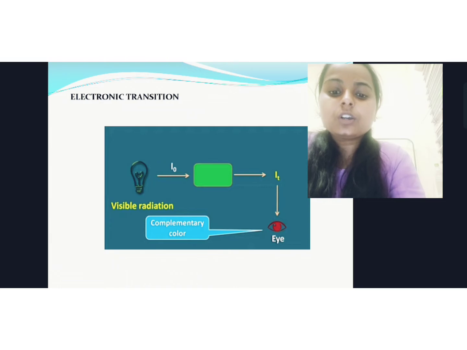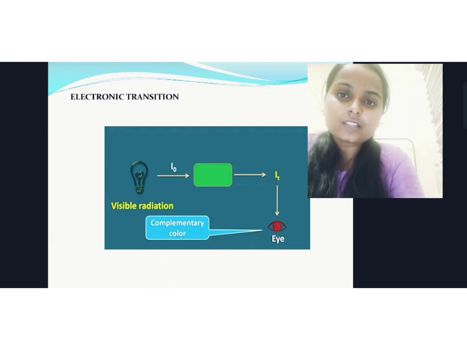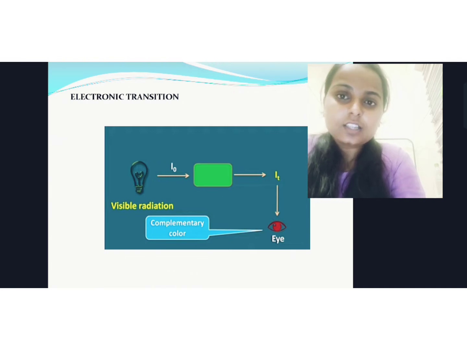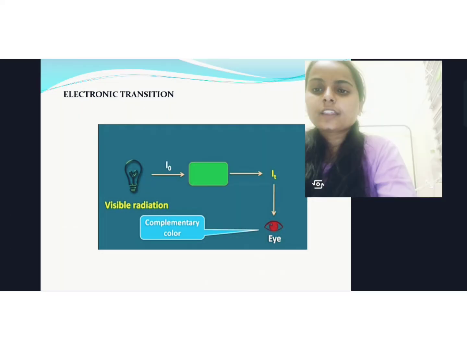That absorbed radiation is used to produce the electronic transition within the molecule. So if any molecule is colored and absorbs radiation, it is mainly because of electronic transitions. There are 6 types of transitions, namely pi to pi star transition, n to pi star transition, sigma to sigma star transition, n to sigma star transition, charge transfer transitions, and ligand field transitions. So let us study them.